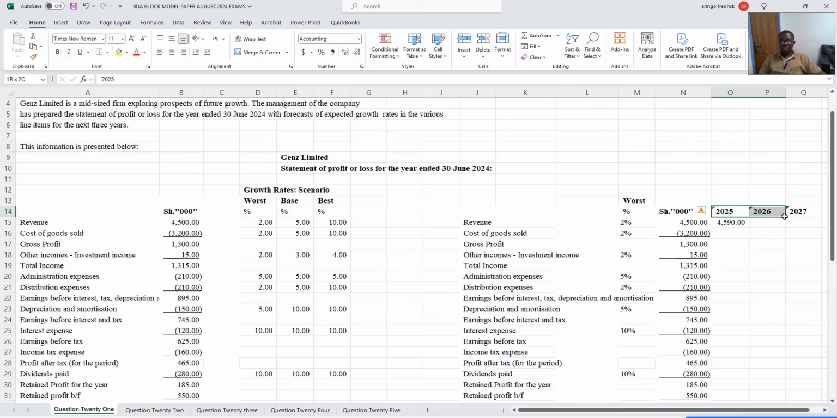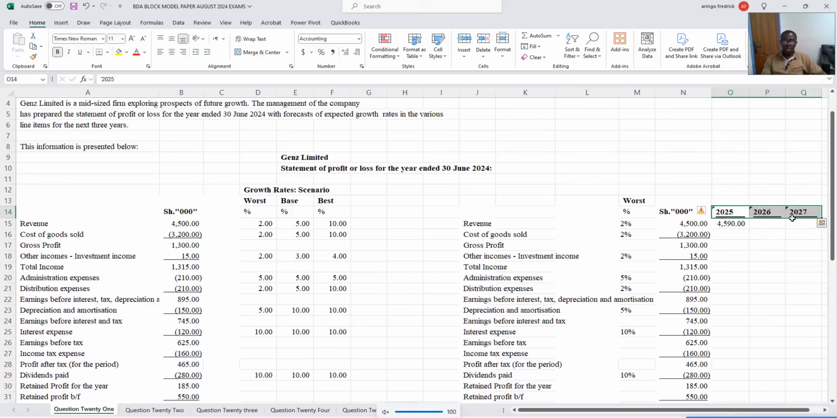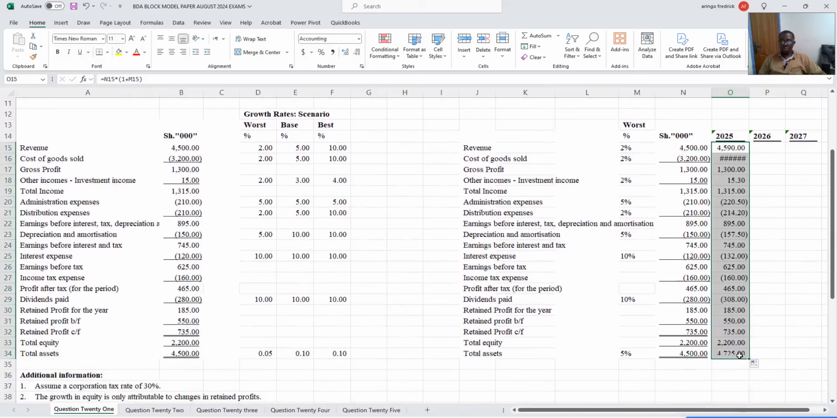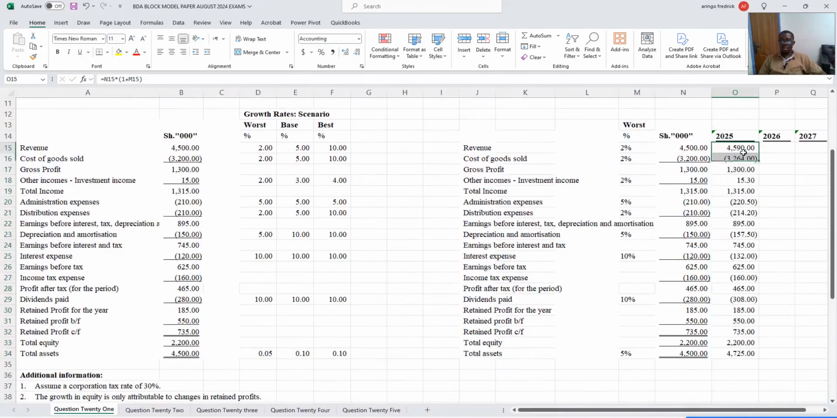So after determining that, all I'm going to do is drag it through first of all. Then the next thing I'll be doing, I want to lock these percentages. So I lock my percentage. Remember, locking is clicking F4. F4 is to lock, right?